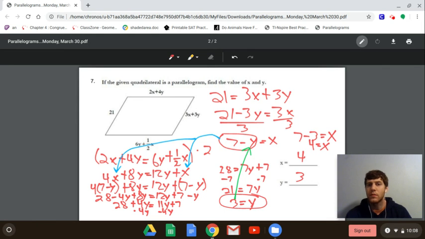Okay, and then we can substitute that back in to check our answer. So 2 times 4 is 8, plus 4 times 3 is 12, so 8 plus 12 gives us 20. Okay, here, 6 times 3 is 18, 1/2 times 4 is 2, so that's 20, so that's good. And then this one has to be 21, so 3 times 4 is 12, plus 9, it's going to give us 21. So we know we're good.